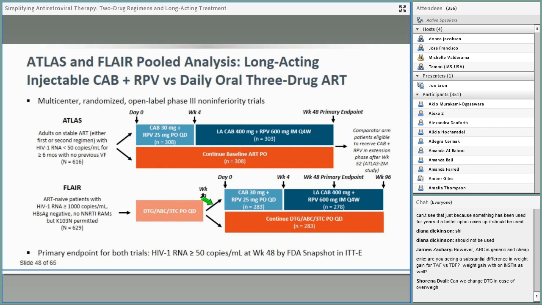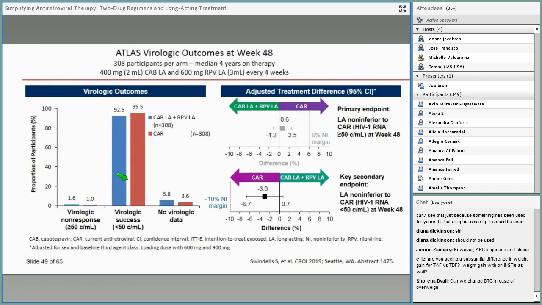Patients went on to Dolutegravir, Bictegravir, 3TC fixed dose combination for 20 weeks. Those who were suppressed at 20 weeks were randomized to either stay on Dolutegravir, Bictegravir, 3TC, or again get randomized to first 4 weeks of oral CAB, rilpivirine, and then injectable CAB, rilpivirine. Same doses, of course. This has a 48-week primary endpoint, but will be ongoing to 96 weeks, which hopefully we'll see those results soon. I'm showing you the ATLAS results, but the FLAIR results are almost the same.